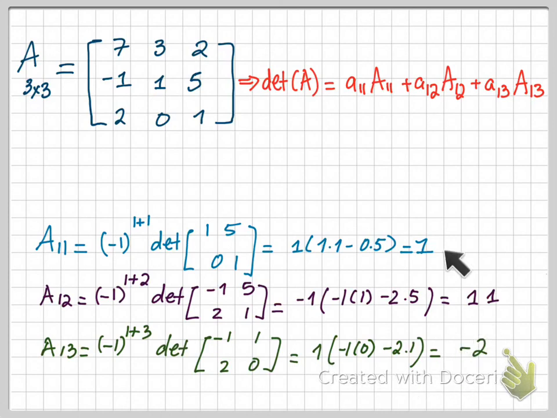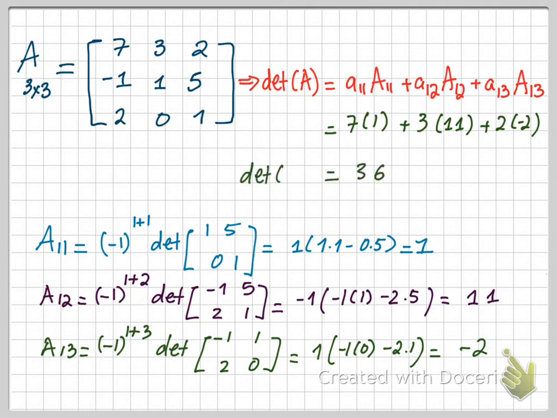So now we have all the information that we need in order to find the determinant of A. Little a11, which is 7, multiplied by big A11, which is 1, plus little a12, which is 3, times big A12, which is 11, plus little a13, which is 2, times big A13, which is -2. Computing these sums and products gives us the determinant of A is 36.